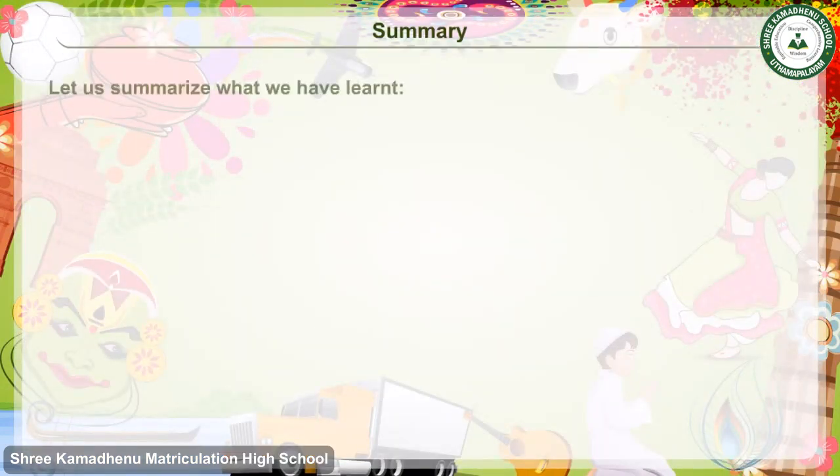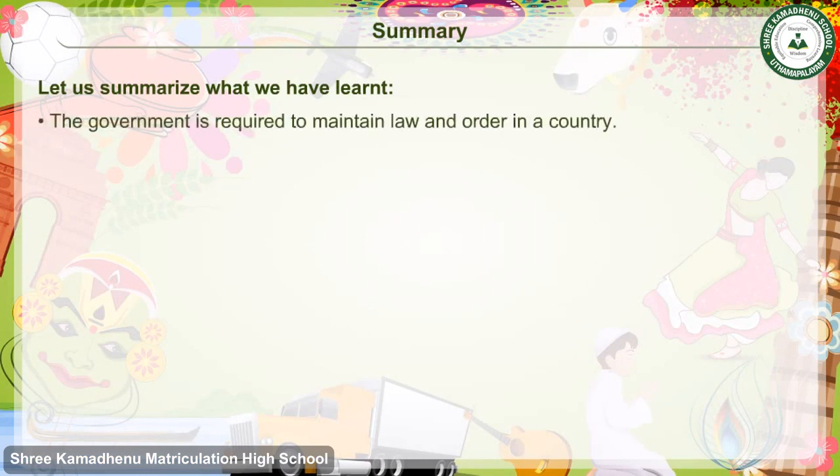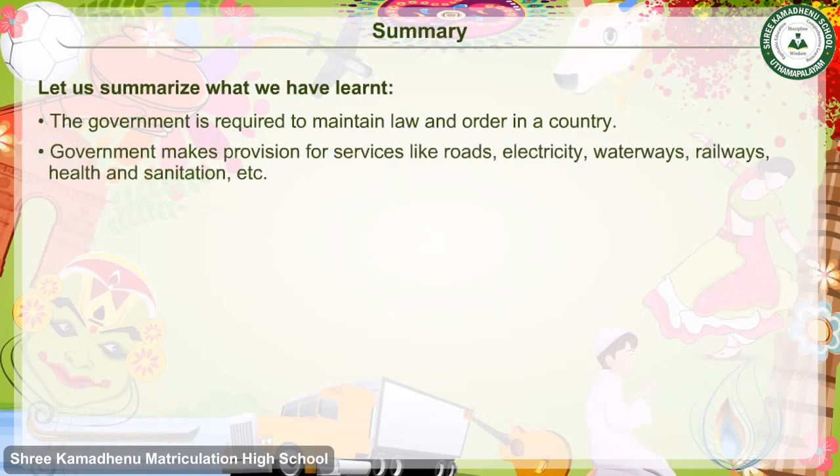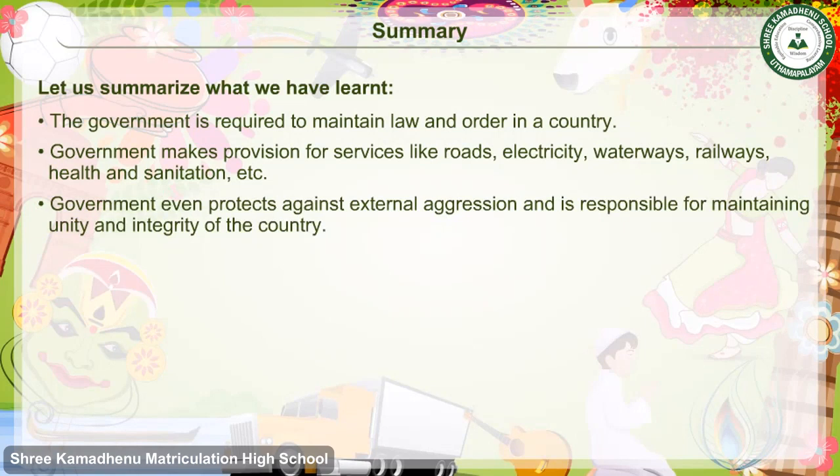Summary. Let us summarize what we have learned. The government is required to maintain law and order in a country. Government makes provision for services like roads, electricity, waterways, railways, health and sanitation, etc. Government even protects against external aggression and is responsible for maintaining unity and integrity of the country.